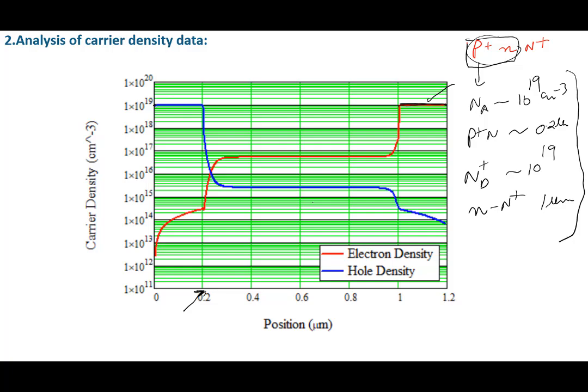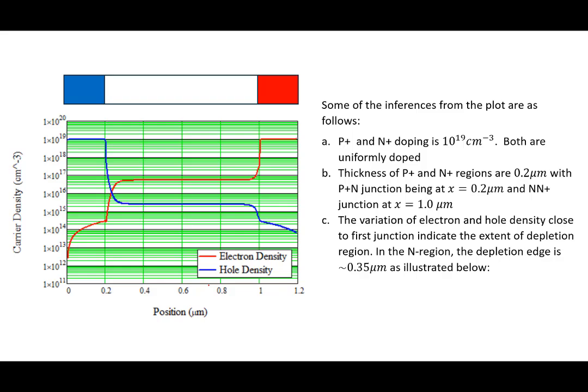So where does my depletion width lie? I expect depletion width to be right somewhere here. If this blue region is all P plus and this region is all N, if this is P plus and this is N plus, so that we know. So I expect the depletion region to be somewhere here. How do I define the depletion region? Depletion region is where carrier density is moving. So I can see maybe the edge is somewhere here, at this particular point.